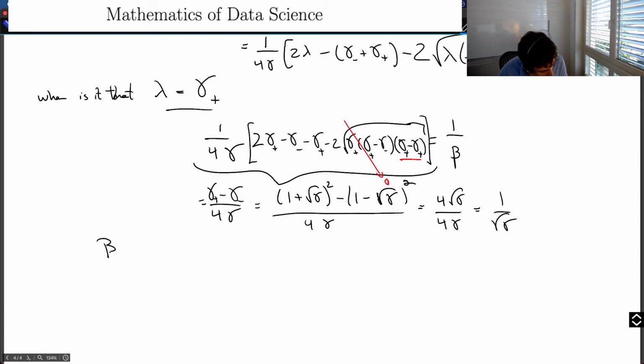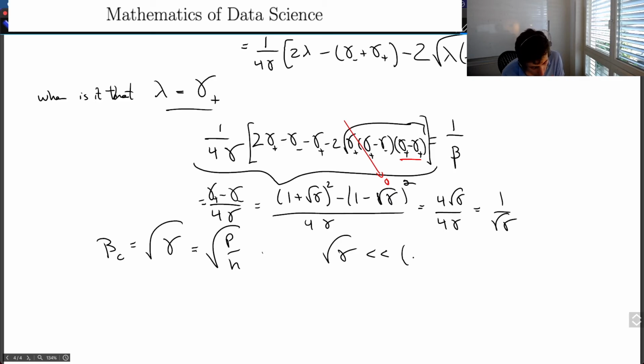So then the beta critical, in this calculation, which had many things that weren't rigorous, but all this can be made rigorous, is equal to root gamma. And indeed, this is square root of p over n. In particular, it is a lot smaller than the place where you would expect things to happen, because it's bigger than the spectrum of the noise.